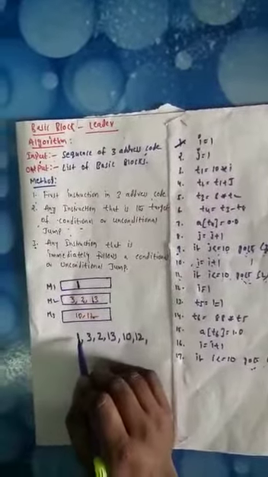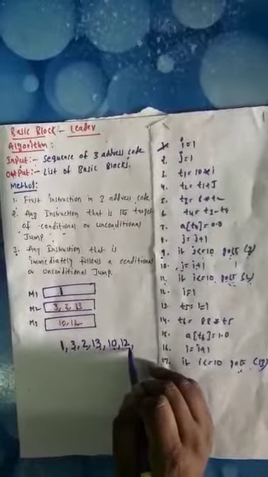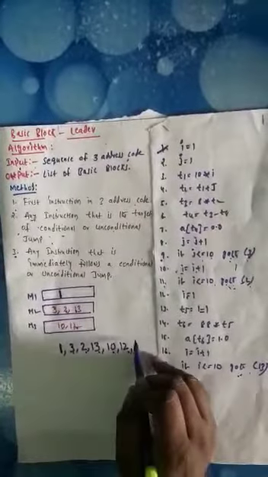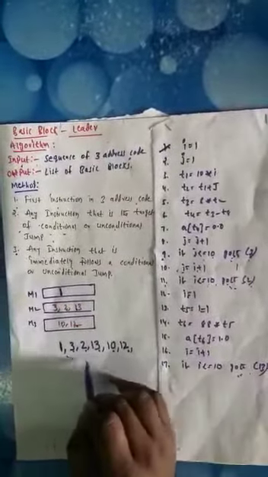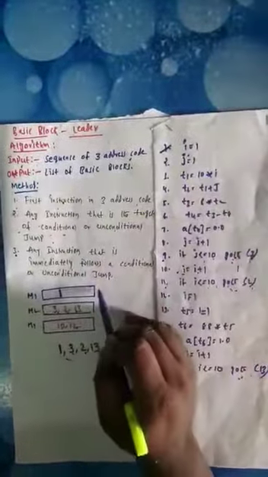So instruction 1, instruction 3, instruction 2, instruction 13, instruction 10, and instruction 12 are the leaders out of the 17. By using the first method, the first instruction is the leader. This is the method.